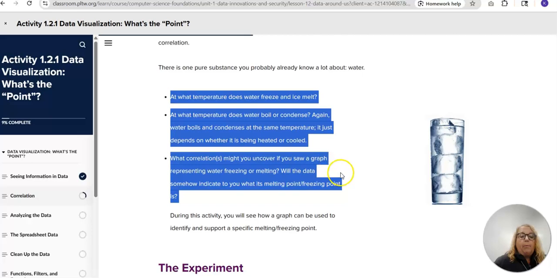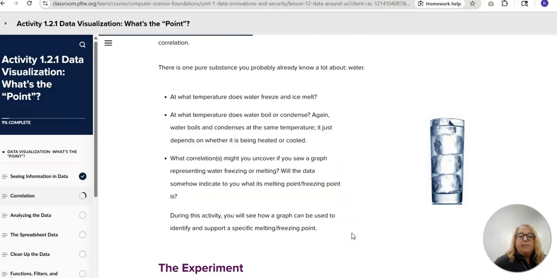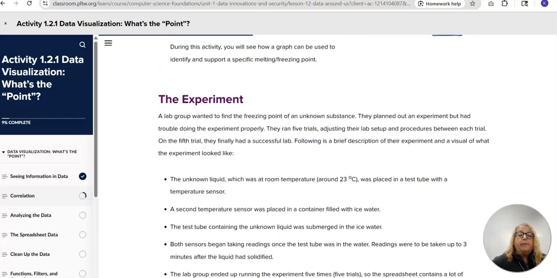Okay, so during this activity, you're going to see how a graph can be used to identify and support a specific melting or freezing point. So here's the experiment that we're going to do.